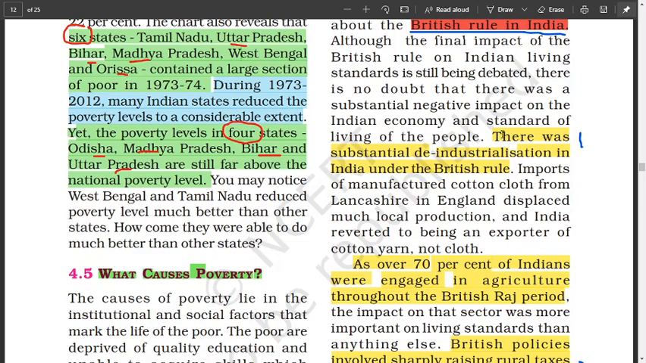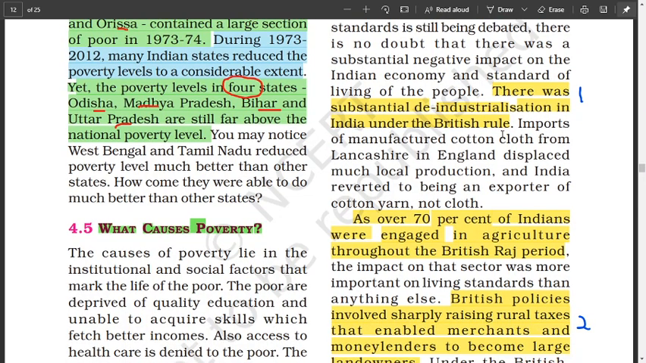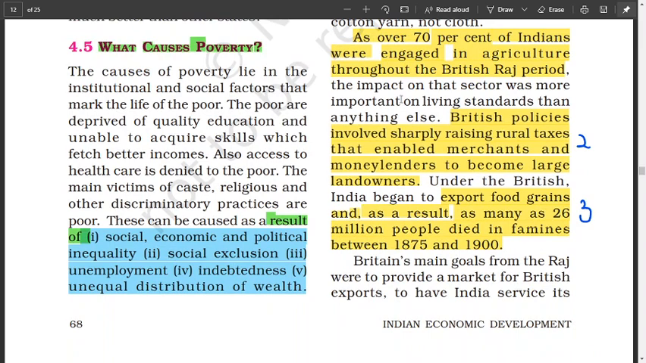That had a big impact on industries even after independence. Number two, we know India is a rural economy. The majority of people depend on agriculture. Even during the British period, 70% were engaged in agriculture. So agriculture had a very important place in Indian society.